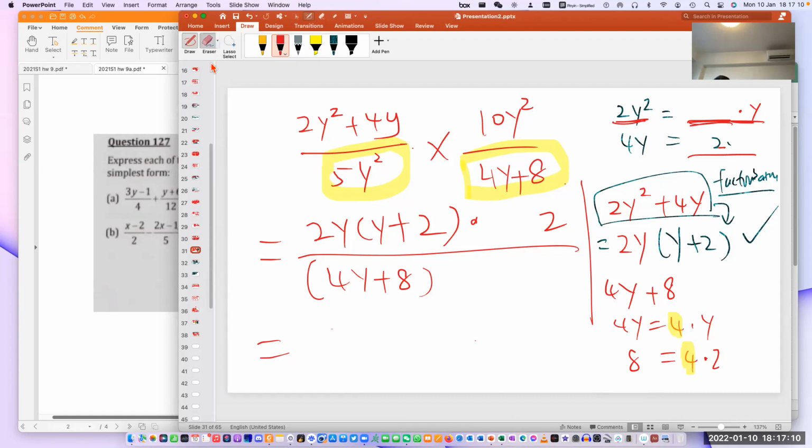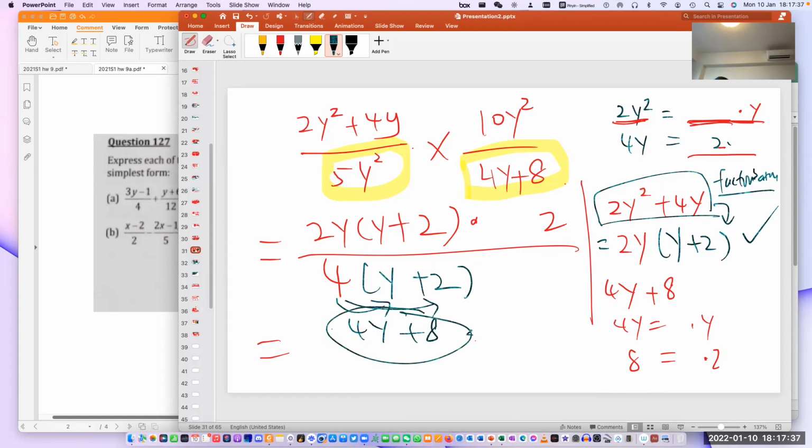So here, I can take out 4. If I take out 4 from 4y, I'm left with y. I take out 4 from 8, I'm left with 2. So test: 4y plus 8. I end up with the original form. That's why I have successfully factorized and my factorization is correct.